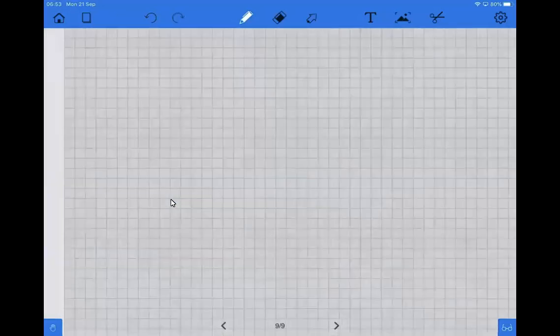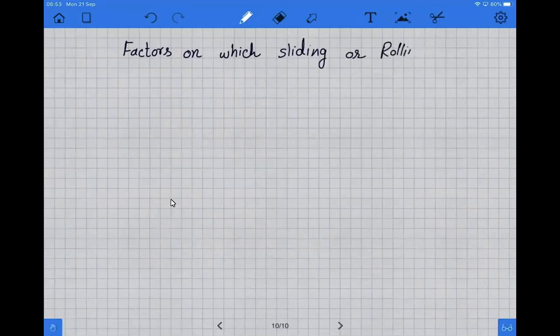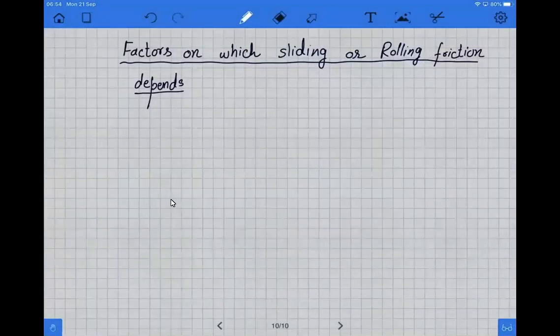Now, what factors does sliding or rolling friction depend on? Before writing the actual factors, we need to remove the misconceptions first. There are two common misconceptions which are to be cleared here.